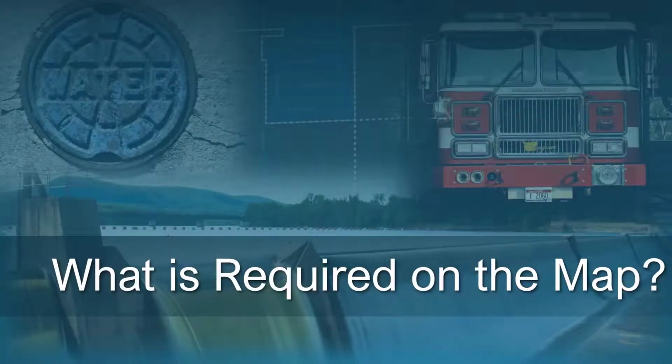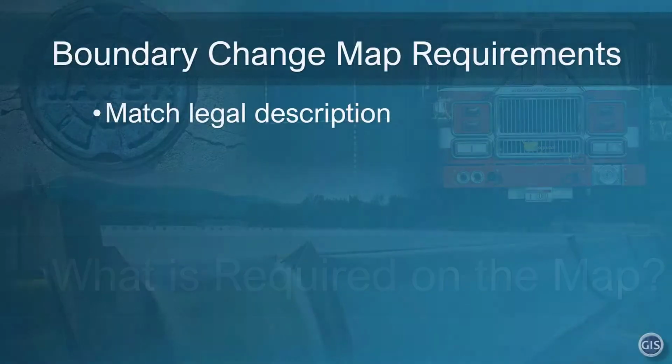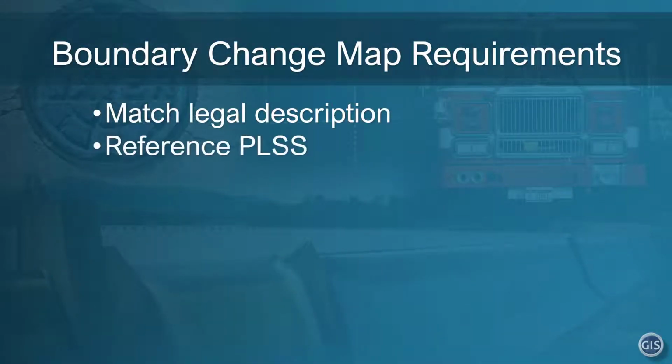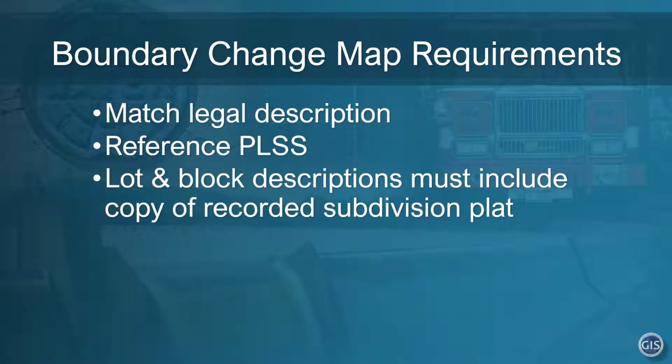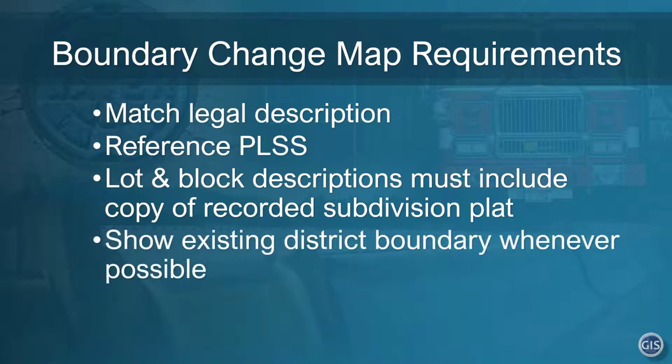What's required on the map? The map must match the legal description and include a reference to the public land survey system. If it uses lot and block descriptions, you must include a copy of the recorded subdivision plat. And whenever possible, show the existing district boundary on the map.